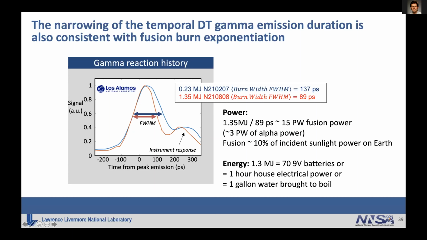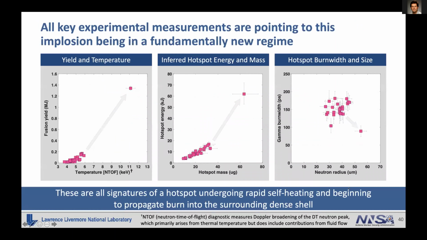This is where we get the power. This fusion produced 10% of the incident sunlight on power. And in terms of energy, though, it's much more modest. It's 79 kilojoules: batteries, 1 hour of house electrical power, or 1 gallon brought to boil. So lots of work to do.